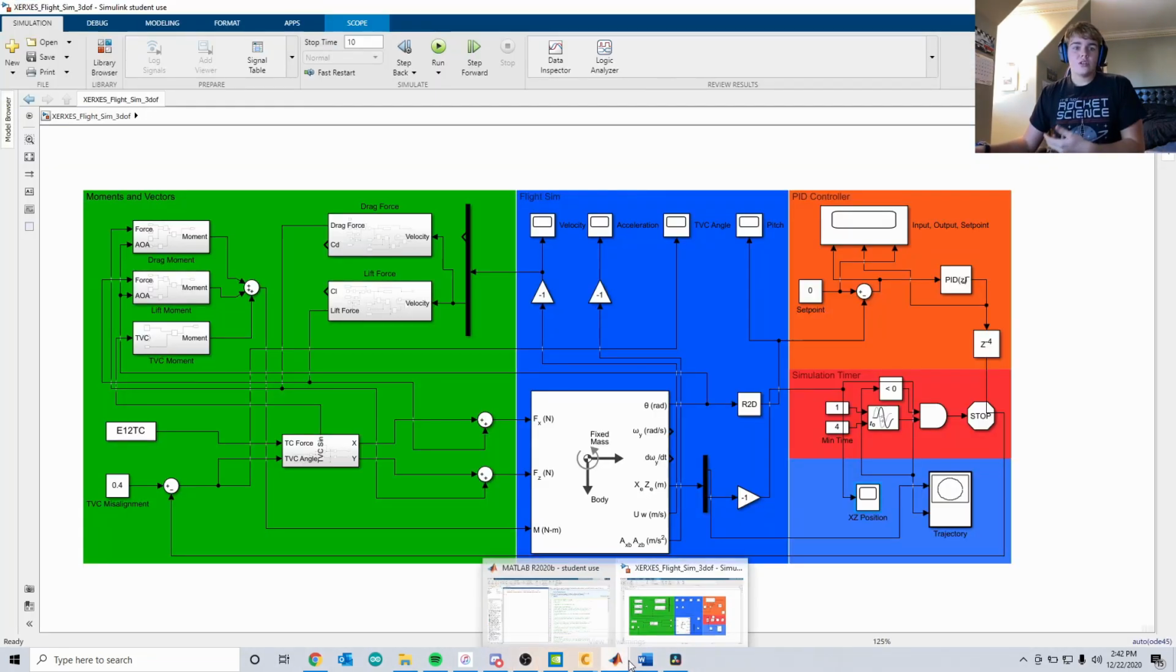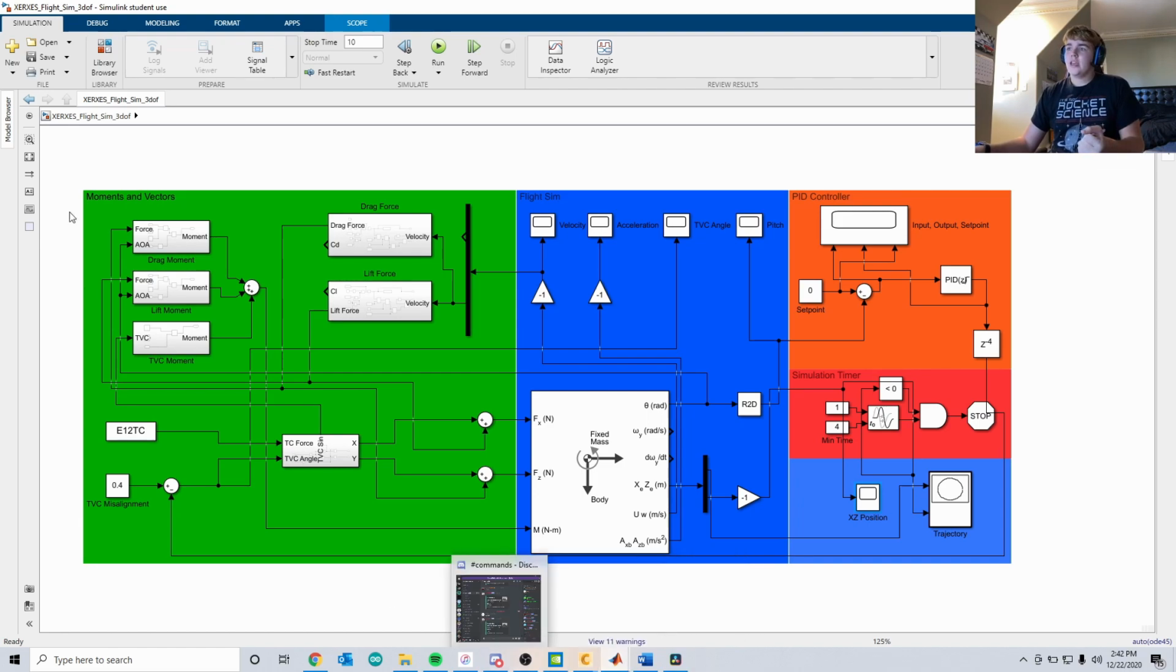This right here is our Simulink simulation, and as you can see, it takes a thrust curve and TVC misalignment, runs it through vector analysis, inputs it into a 3 degrees of freedom equation block, and it outputs our angle of attack, our velocity, acceleration, and a few other variables. And that allows us to run it through our PID block and have a complete system with feedback.